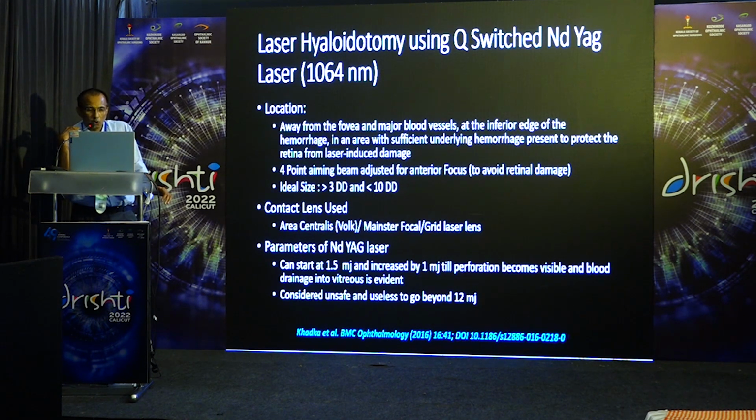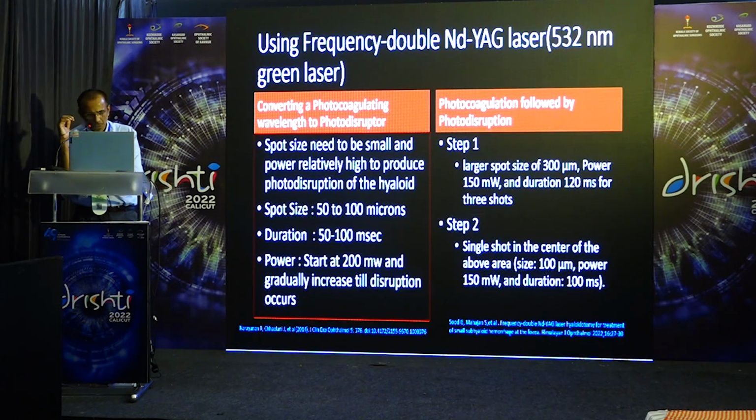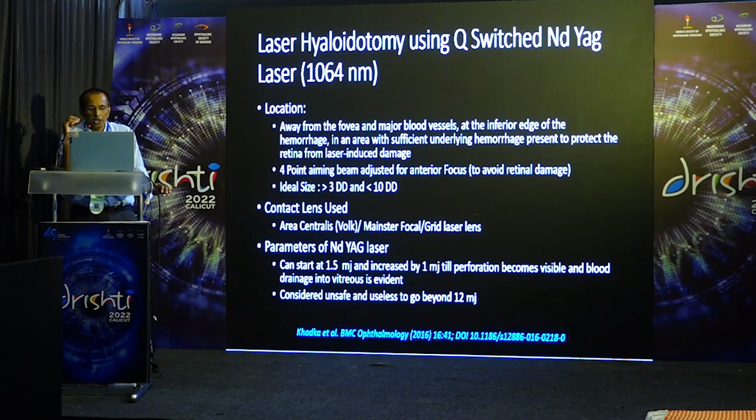Now, how to select the location? Where do you apply the laser? It should be away from the fovea and the major blood vessels. Usually toward the inferior edge of the hemorrhage, but not exactly at the edge, because there should be a sufficient amount of hemorrhage in front of the retina, so as to protect the retina. So you need to select an area slightly above the inferior edge. And the 4-point aiming beam of the YAG laser is adjusted for anterior focus so as to avoid retinal damage.